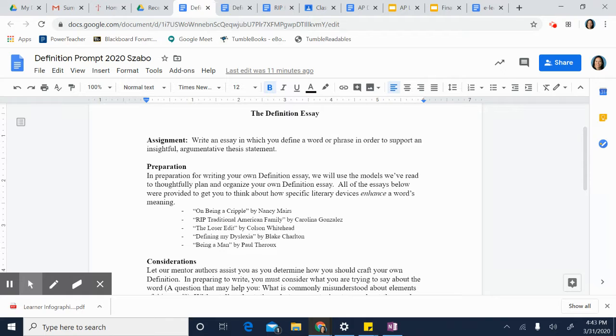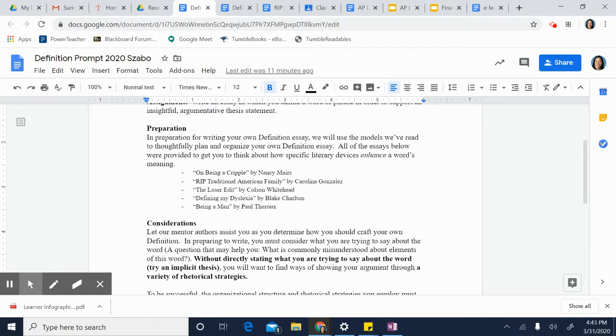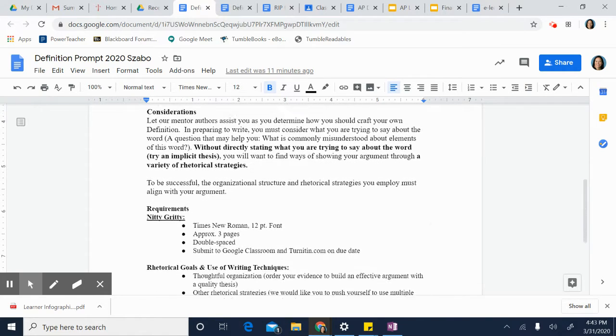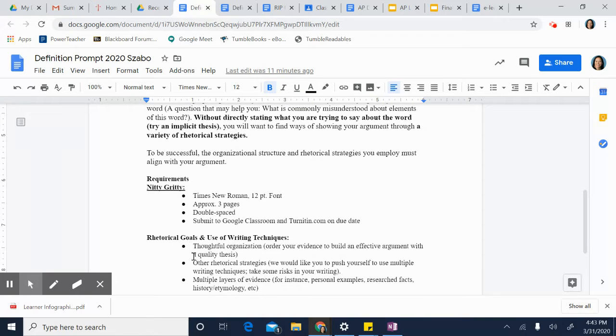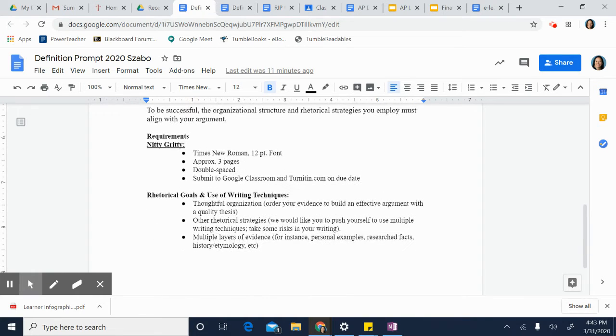Okay, so you can read through this. I don't need to read it to you, but this just gives you the guidelines of the essay. It does mention here to try for an implicit thesis in this essay, so trying to not state directly what your thesis is. You'll also see similar requirements to other essays and some tips at the bottom here.